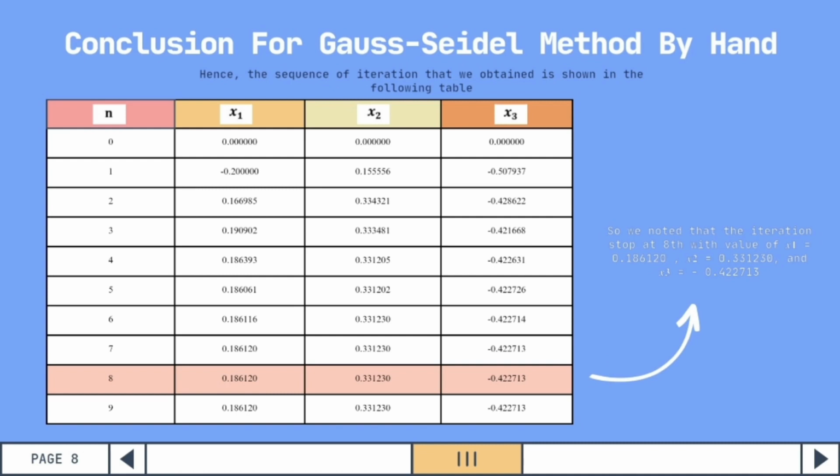We can see that the iteration stops with the value of x1 equal to 0.186120, and x2 is equal to 0.331230, and for the last one, x3 is equal to negative 0.422713. So this is the final answer for this question. That's how you conduct the Gauss-Seidel method to solve the system of linear equations.